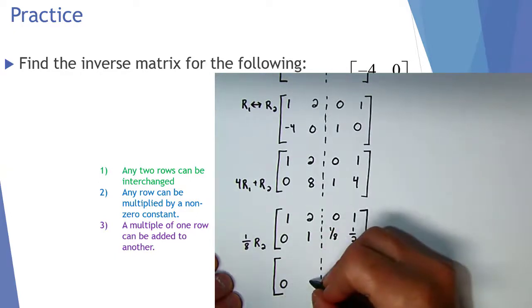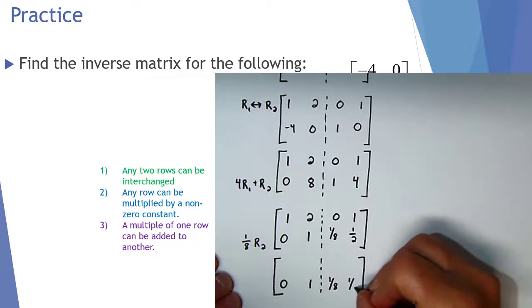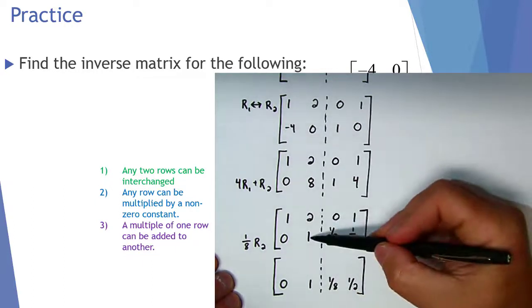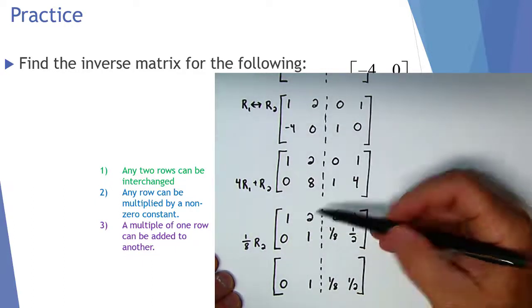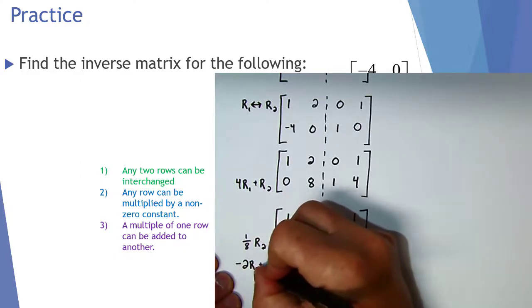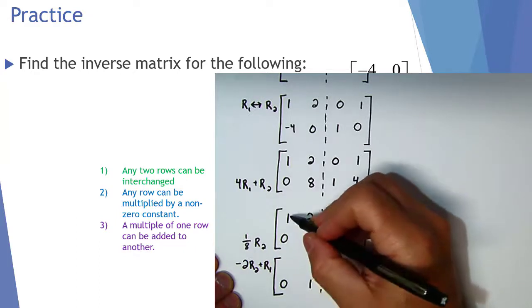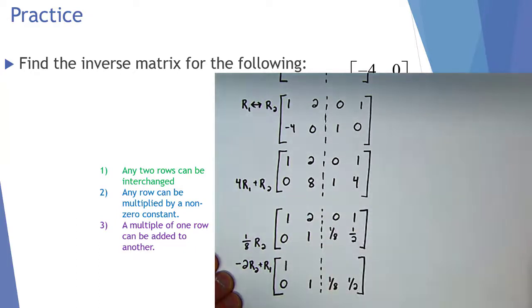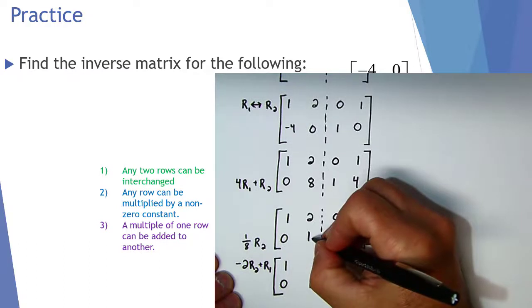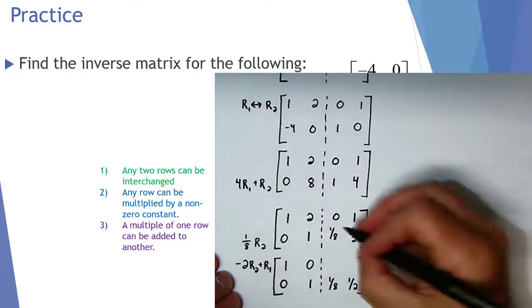We're going to leave the bottom row just as it is. We don't want to mess with that. Let's take negative 2 times row 2 and add it to row 1. So negative 2 times row 2 plus row 1. Negative 2 times 0 plus 1 is 1. That didn't change, and that's good. Negative 2 times 1 is negative 2. Plus 2 is 0. There, that's what we want.